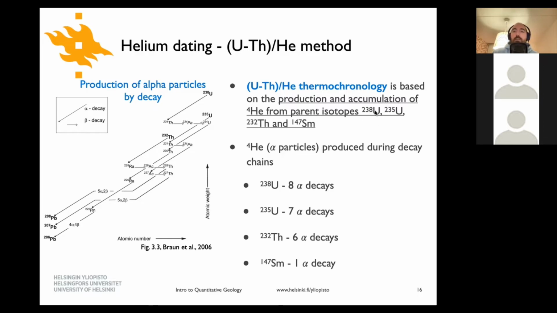And these, 238 and 235 uranium, thorium-232, and samarium-147 are relatively common in minerals like apatite and zircon, which is why this method is often used on those minerals.